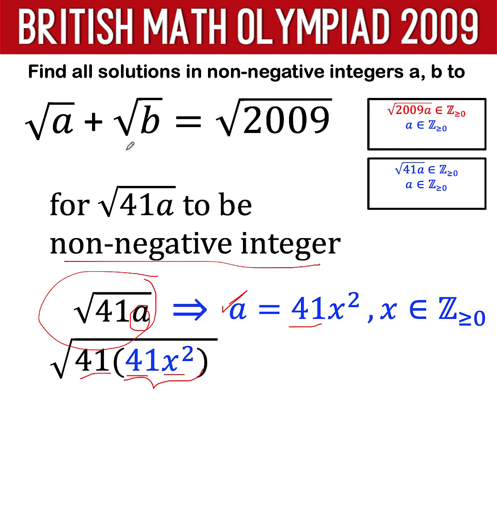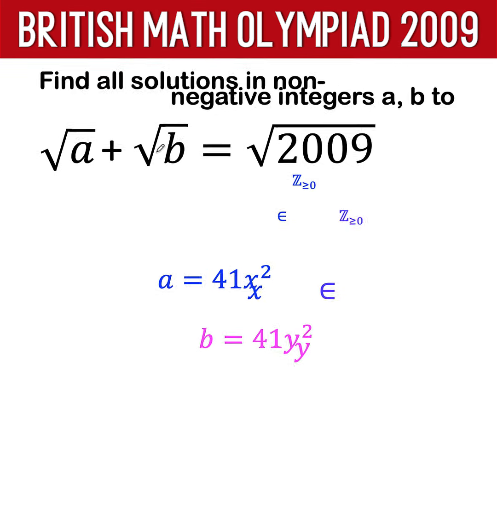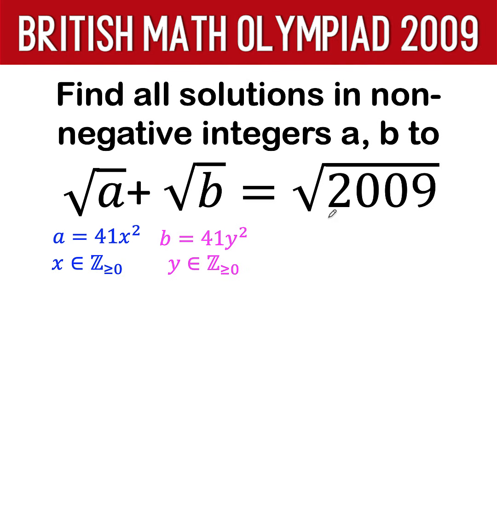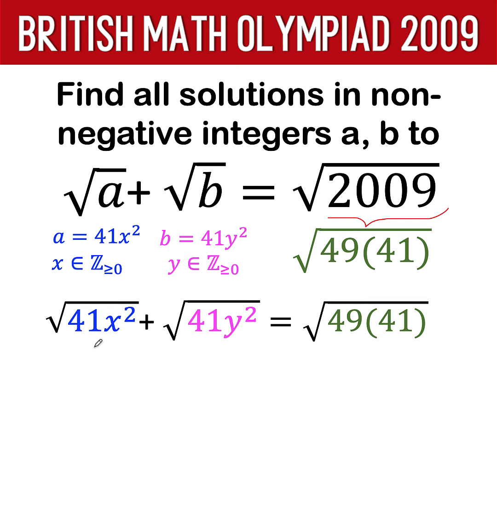Next, since a and b can be interchanged without affecting the value of the equation, since this equation is symmetric, then if a is in this form, then b also must be in that form, only that instead of x squared, we have any non-negative integer y for this expression 41y squared. So we can now substitute these expressions for a and for b into the original equation. Looking at the right side, we know that 2009 can be written as 49 times 41. So by substitution, a is replaced by 41x squared, b is replaced by 41y squared, and 2009 is factored as 49 times 41.